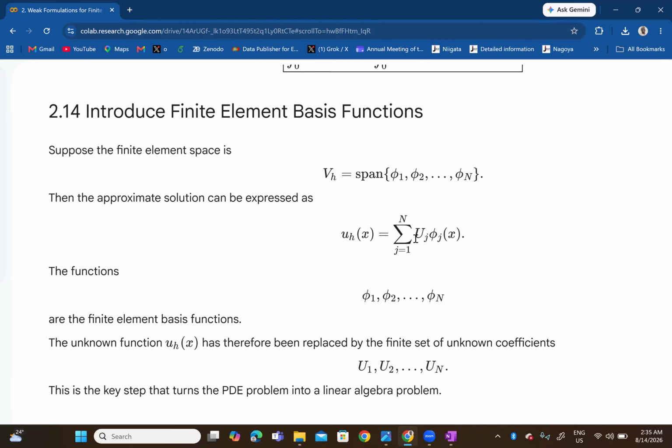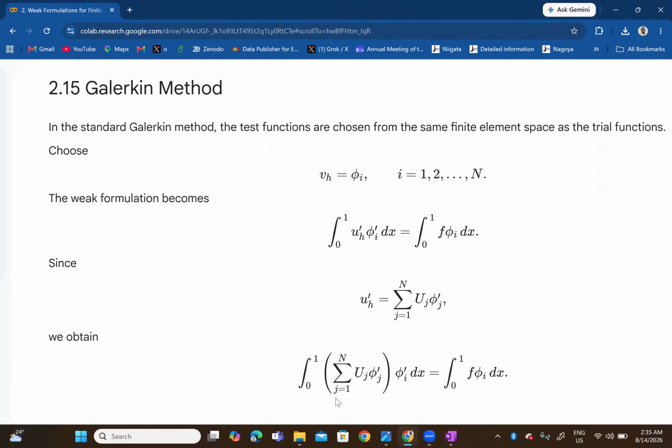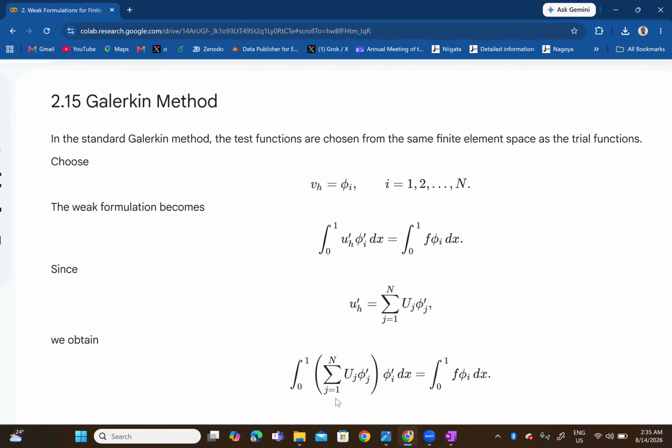So the unknown function u_h of x has therefore been replaced by a finite set of unknown coefficients u1, u2 up to un. This is the key step that turns the PDE problem into a linear algebra problem, and that is what finite element is doing. That resembles the idea of Laplace a lot. Laplace turns differential equations, or even integral equations sometimes, into algebra. Algebra is easy to handle. Once you get the solution in algebraic form, you can take it back to the context you started from.